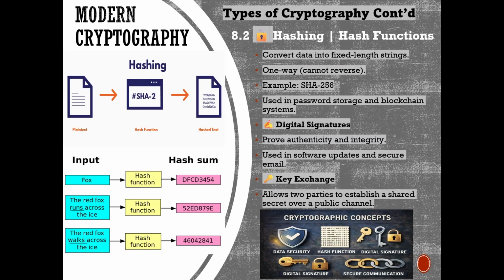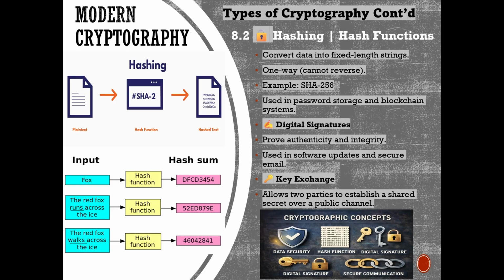Now we'll look at hashing and hash functions. Hashing converts data or information, which is the plain text. It is one way and cannot be reversed. An example would be SHA-256, used in password storage and blockchain systems. Hashing also provides a platform on which digital signatures are utilized to prove authenticity and integrity, used in software updates and secure email. Key exchange allows two parties to establish a shared secret over a public channel.